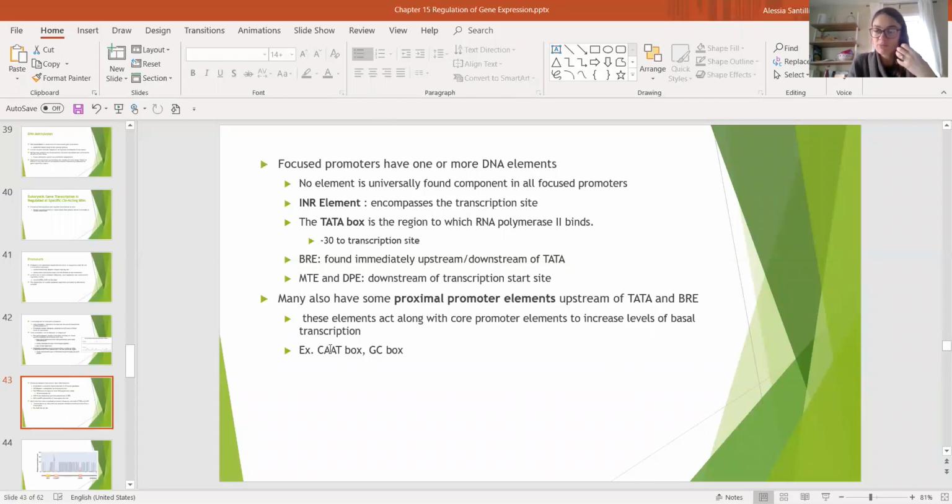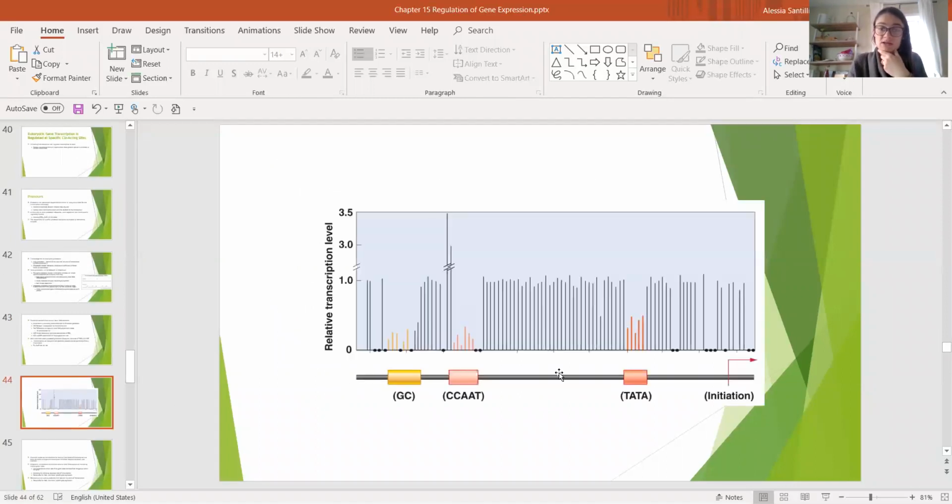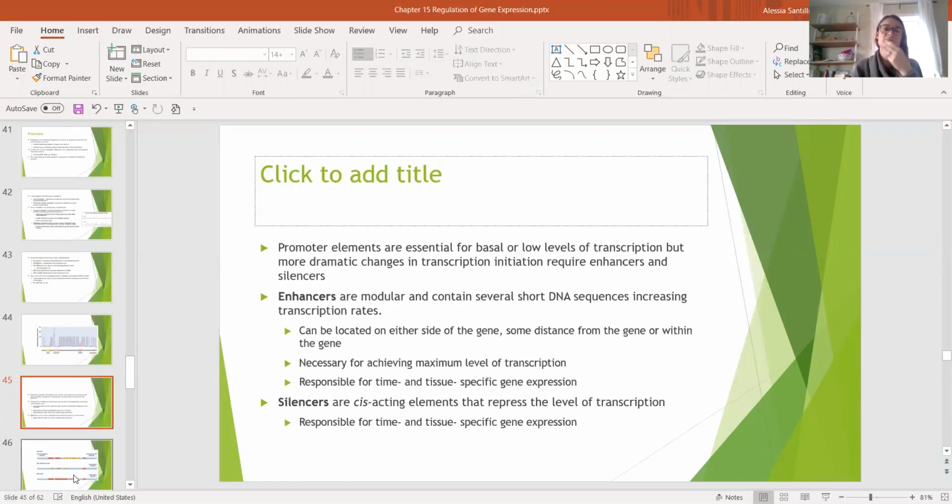So not all of them will be found in one single promoter, but each promoter has a variety of different arrangements and assortments of these particular elements. And if you see here, this is a graph that tells you the relative transcription level with this particular promoter that has the GC box, a CAAT box, and the TATA box. Essentially all of them work together to give you the initiation of transcription. So promoter elements are essential for basal or low levels of transcription.